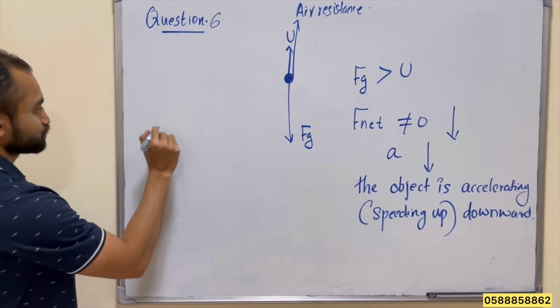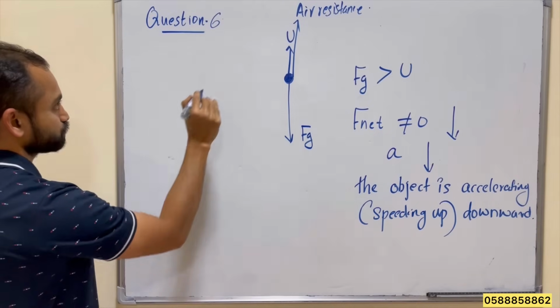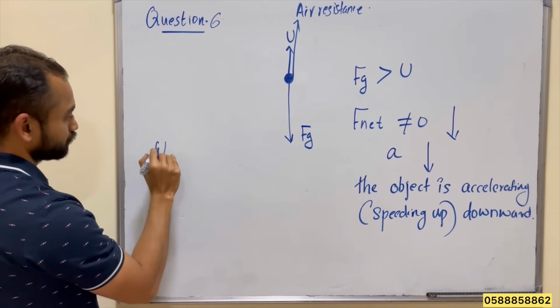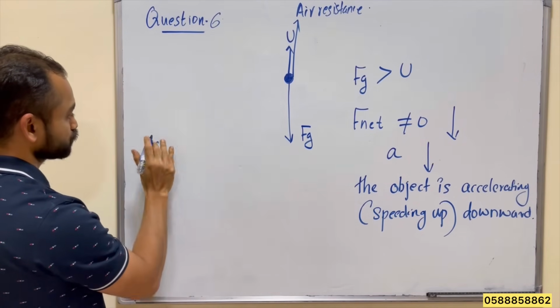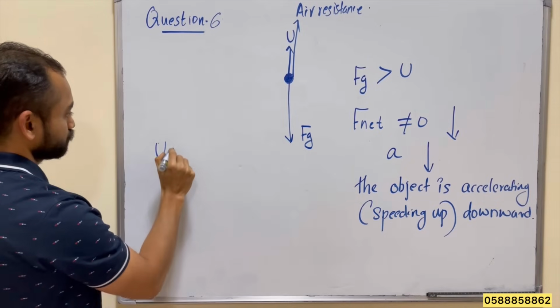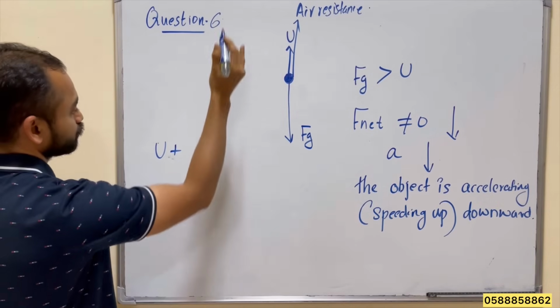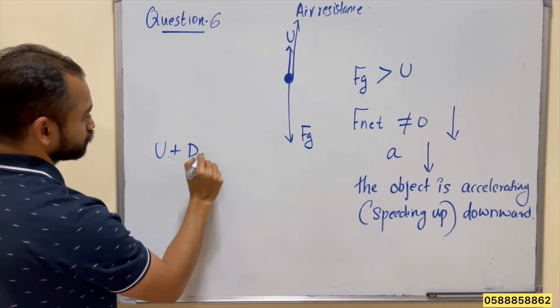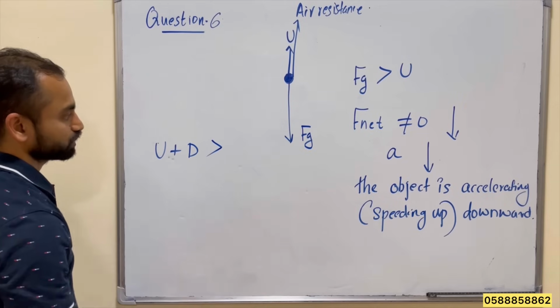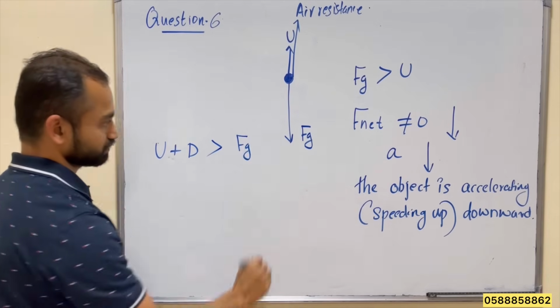What is the upward force? Upward force is the air resistance plus the upthrust, the buoyant force, U, right? The total upward force is drag plus upthrust, okay? Air resistance we will call drag. The upward force is greater than the downward force.